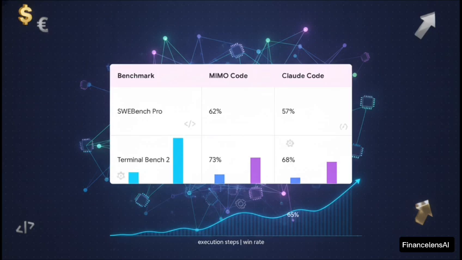We're talking 62% on SWE-Bench Pro and 73% on Terminal Bench. But the real kicker? In double-blind human tests with hundreds of developers, once tasks cross 200 execution steps, which is exactly when other models start forgetting the prompt, MiMo's win rate jumped above 65%.